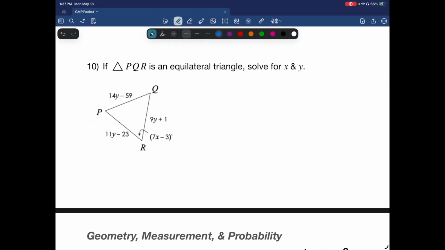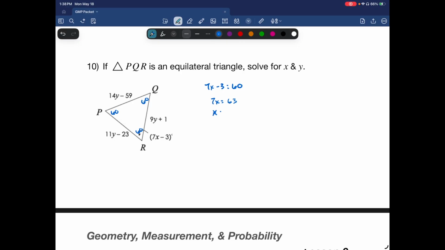The last one deals with equilateral triangles. All right, so if all sides are equal, then all angles are equal. And since the inside adds up to 180, if all the angles are equal, 180 divided by 3 is 60. So that means all these angles are 60. All right, which isn't important to find the y, but I can use that to find the x. So 7x minus 3 equals 60. So 7x equals 63.